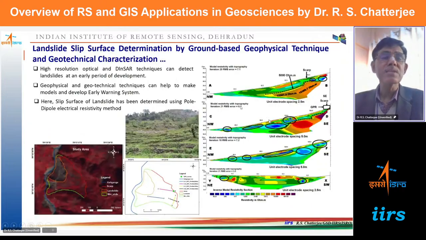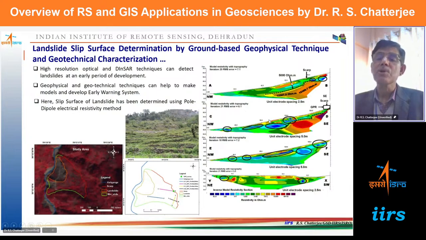Okay. Now, landslide slip surface determination. Where is this landslide happening? Where is the slip surface? For that, we need to use geophysical techniques. So we have a lecture on geophysical and geodetic techniques. Okay, so add geotechnical characterization. These are very, very important for developing an early warning system.